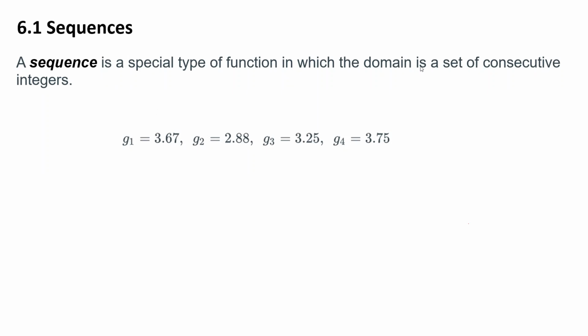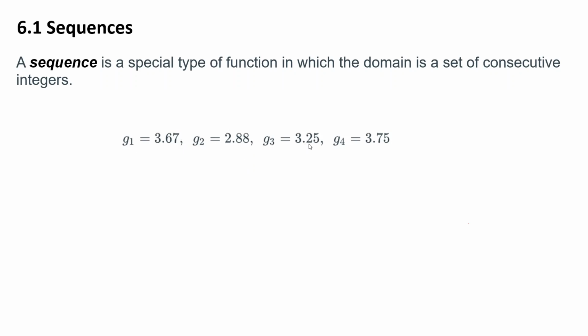As I said, it's a special type of function. So the domain is a set of consecutive integers. For this example, our domain is what goes into the function, and then of course we get a range value that comes out of the function. Our domain here would be the numbers 1, 2, 3, and 4. Those are what's going into the function, and what's coming out are these values here.